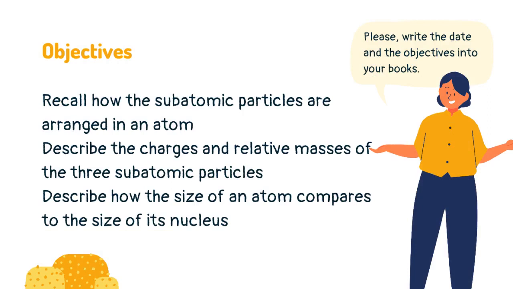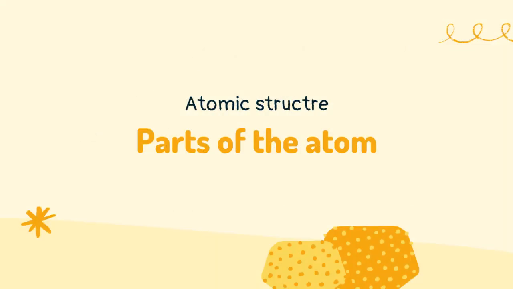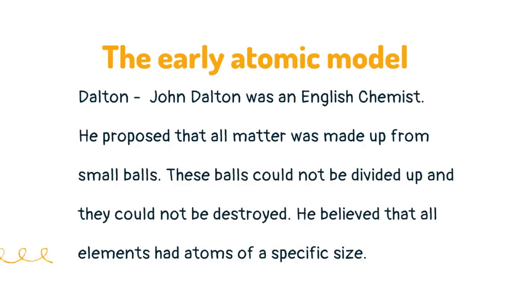Today you are going to learn about the structure of an atom. Parts of the atom. John Dalton was an English chemist. He proposed that all matter was made up from small balls. These balls could not be divided up and they could not be destroyed. He believed that all elements had atoms of a specific size.